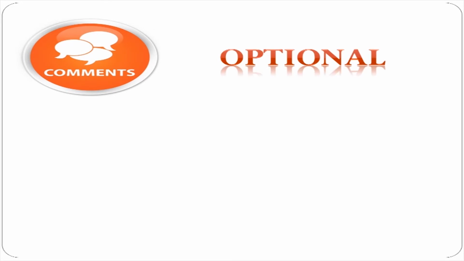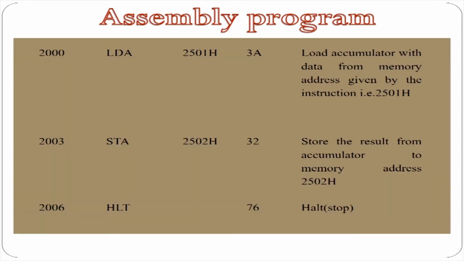The comment is always optional and may be included in any statement. Comments are intended for the convenience of the programmer and to facilitate proper documentation of the program. It is used for documentation of a program. Let us take an example of an assembly language program. This is a program for storing the data at a specific memory address.